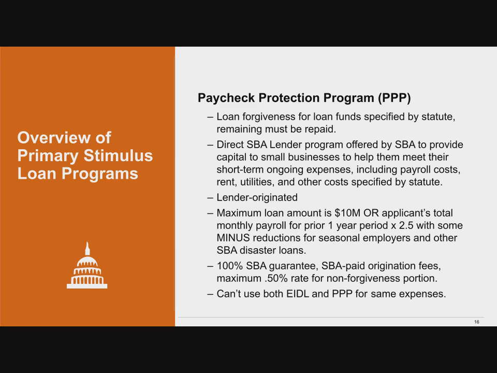It's 100% guarantee. SBA pays the origination fees. Today, the maximum rate is 0.5% for that portion of the loan that has not been forgiven. You can't use both the EIDL and the PPP for the same expenses. So that needs to be, and there's a lot of interpretation on this program that we're hoping to hear more about within the next couple days.